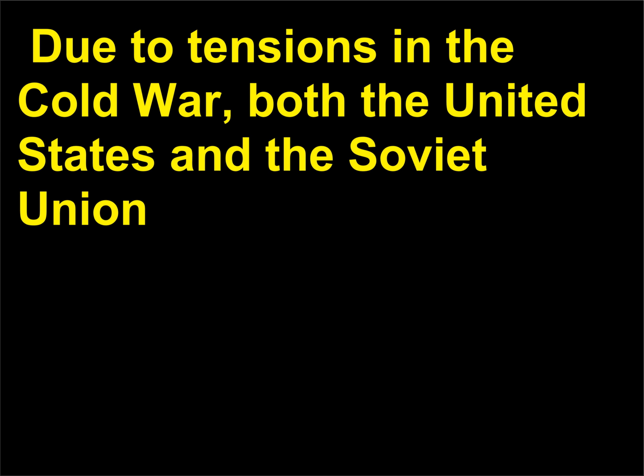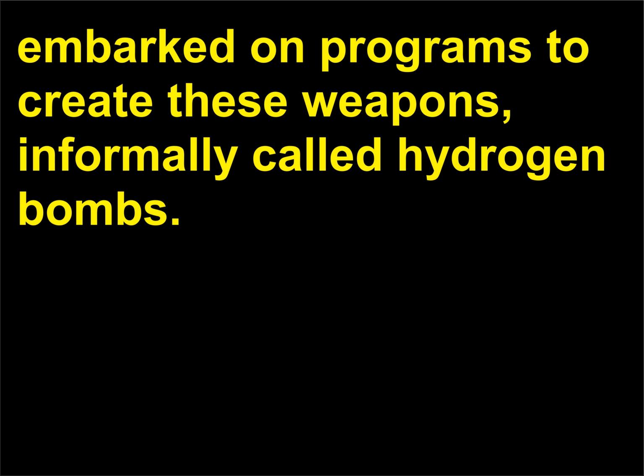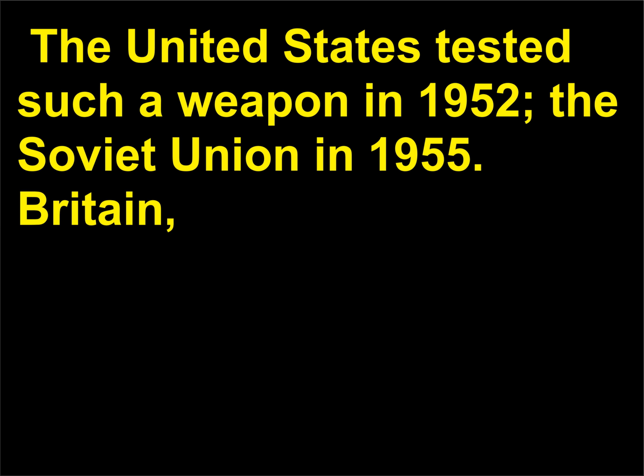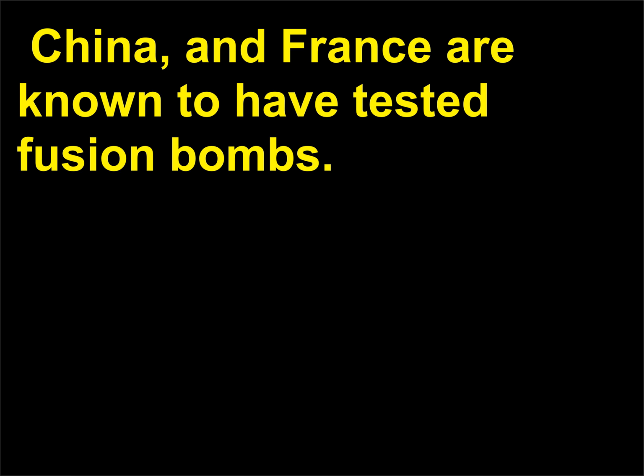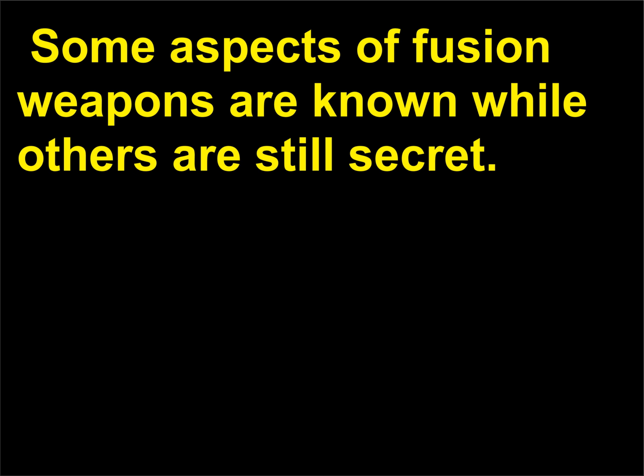Due to tensions in the Cold War, both the United States and the Soviet Union embarked on programs to create these weapons, informally called hydrogen bombs. The United States tested such a weapon in 1952, the Soviet Union in 1955. Britain, China, and France are known to have tested fusion bombs. Some aspects of fusion weapons are known while others are still secret.